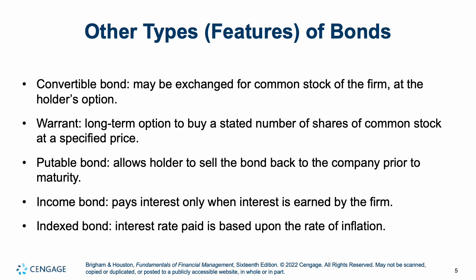And finally, what are income and indexed bonds? Income bonds pay interest only when interest is earned by the company, and with index bonds, the interest rate is variable. It's not a fixed interest rate. They are varied based on the rate of inflation. So these are all different types of bonds you can encounter. Not all bonds have all of these features.